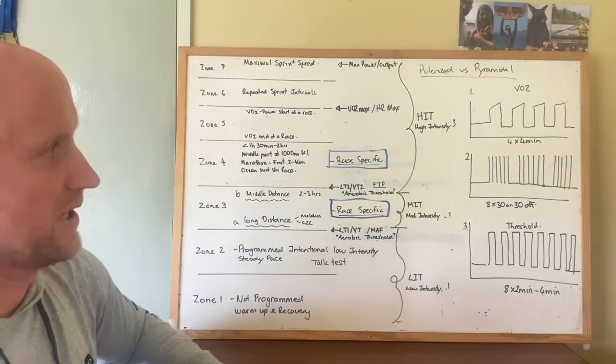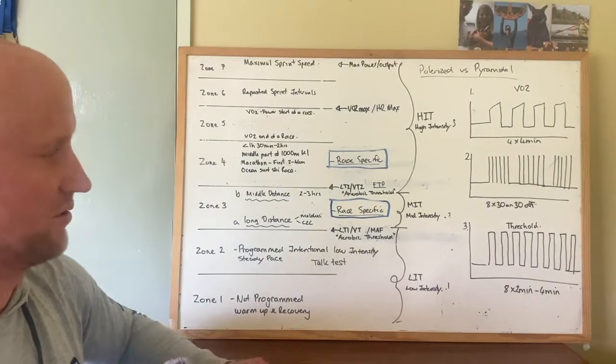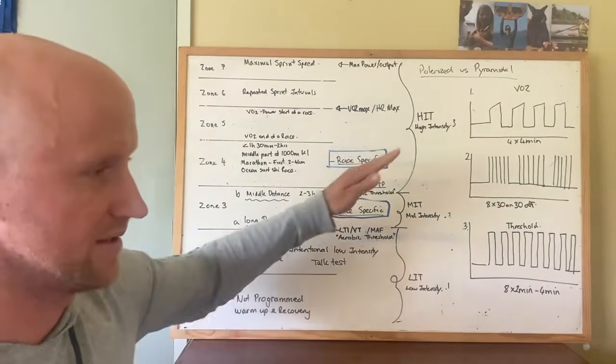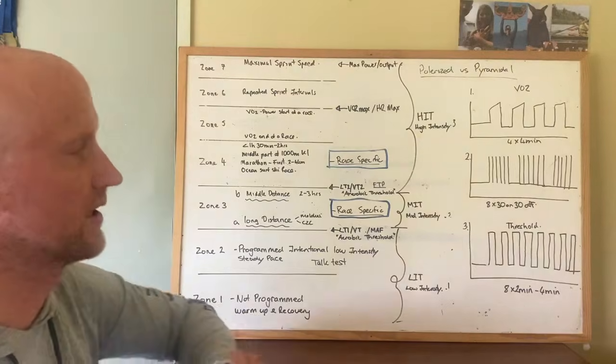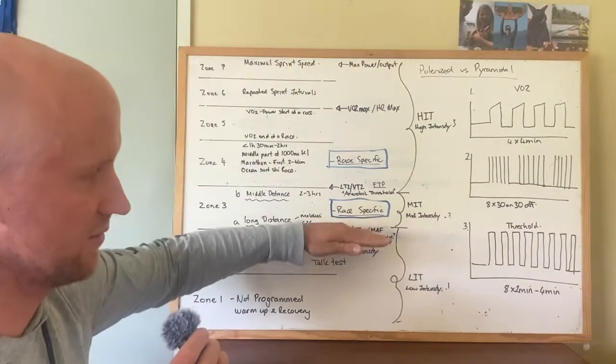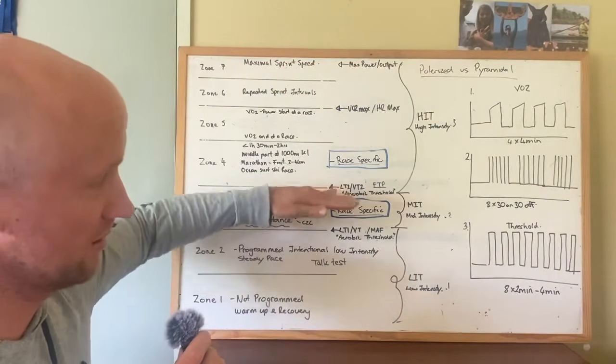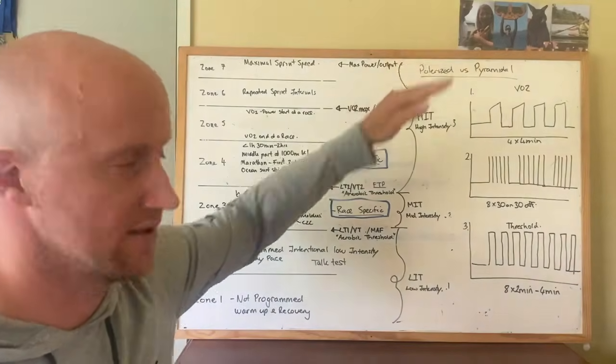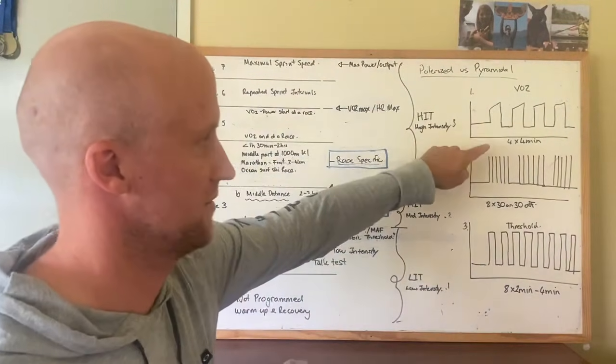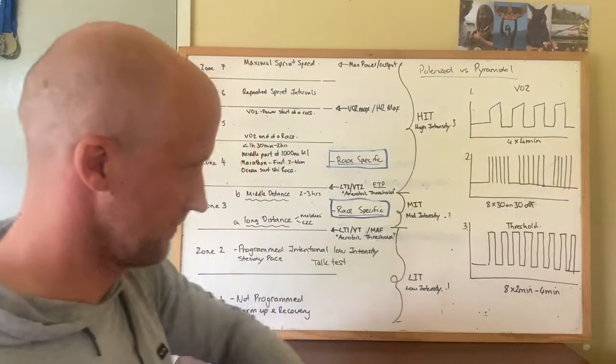To train VO2 max, we therefore need to make sure that we are increasing our intensity in the training session. So we're not going out too hard and then falling back to a lower intensity. We're starting at a lower intensity and working to a higher intensity. So a VO2 max session might look like 4 by 4 minutes.